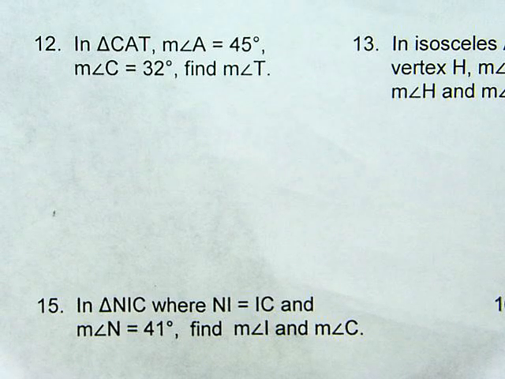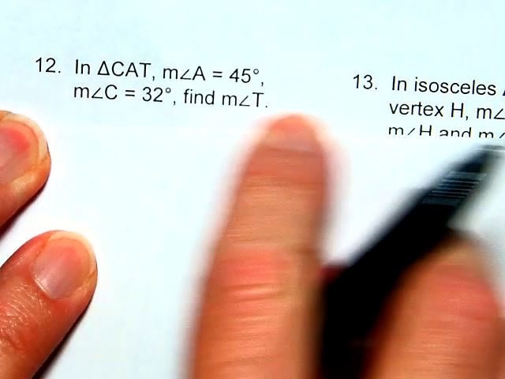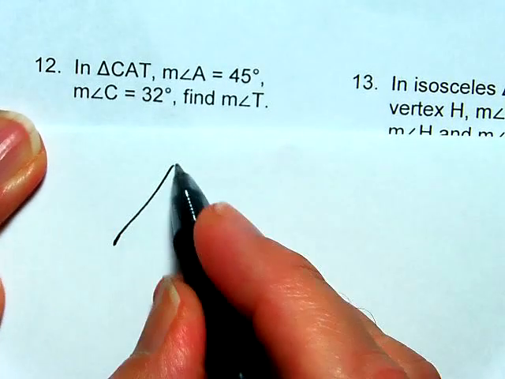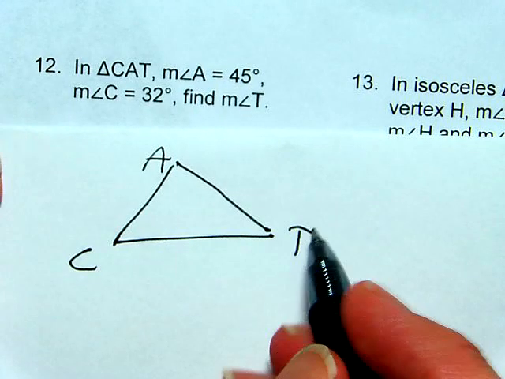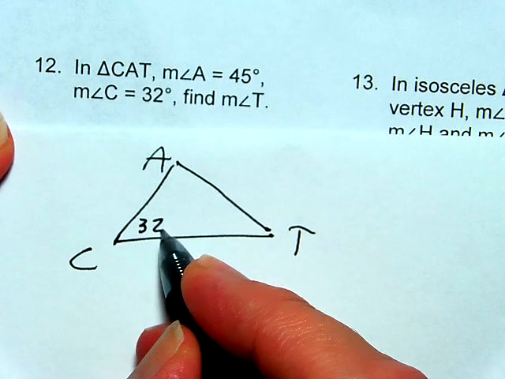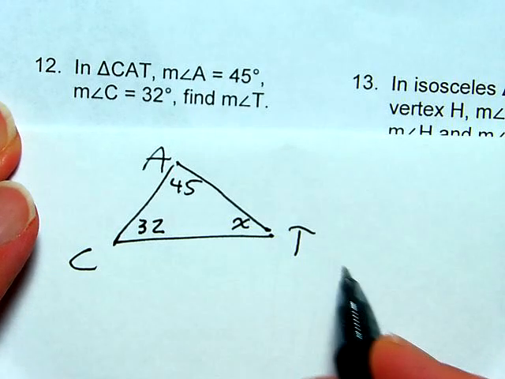So problem number 12 gives us a word problem, and we have to draw the diagram for it. In triangle CAT, the measure of angle A is 45, C is 32, find the measure of angle T. So let's go ahead and draw a triangle. CAT, C is 32 degrees, A is 45 degrees, and T we don't know, let's call it X.